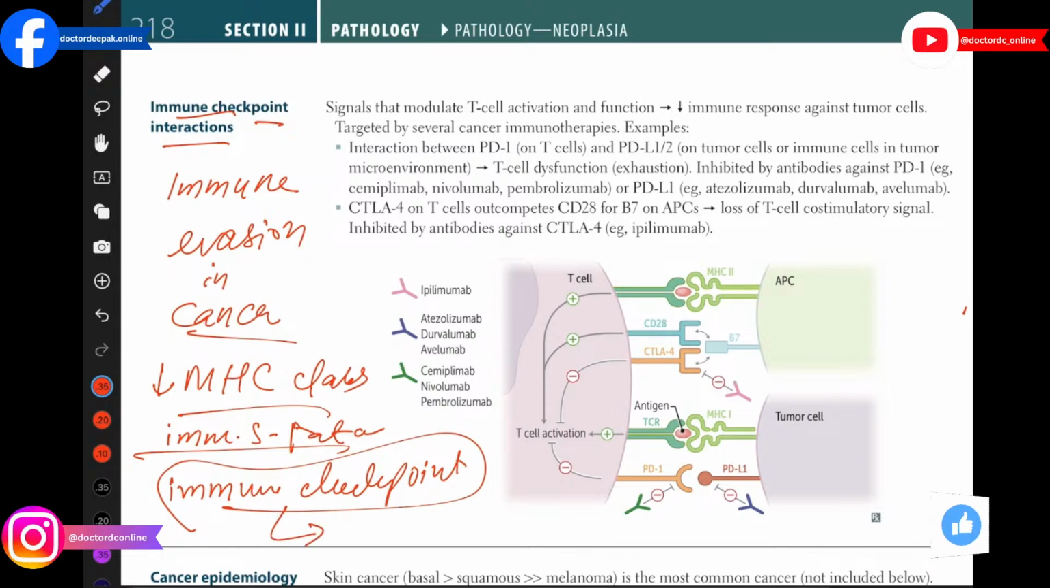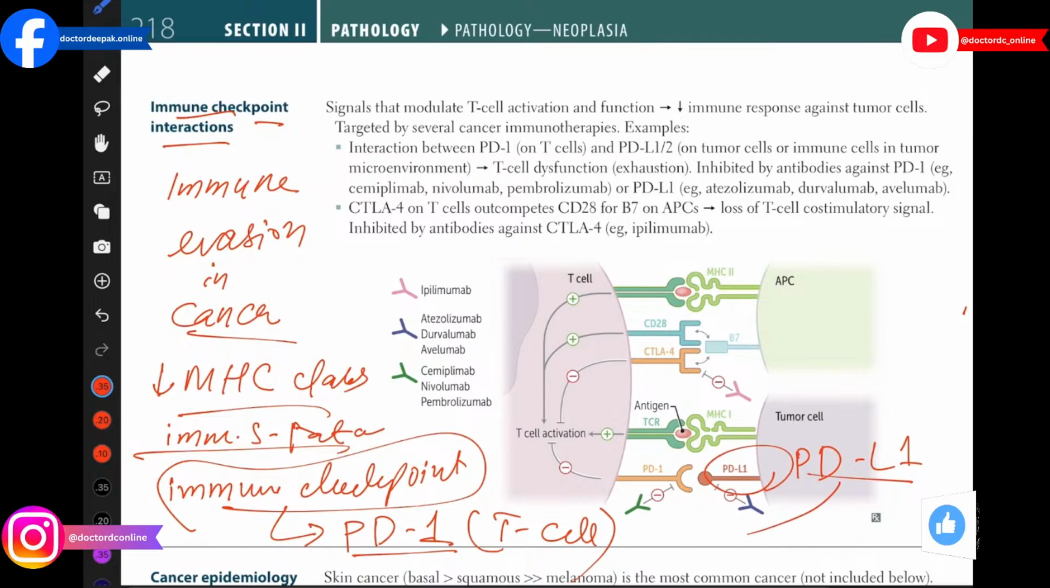If you know, there's PD1, programmed death receptor, that is present on the T-cell. And on the cancer cell, there's one element, like PD-L1, that attaches to PD1 and causes inactivation of the T-cell. When PD1 and PD-L1 interact with each other, it causes inactivation of the T-cell.